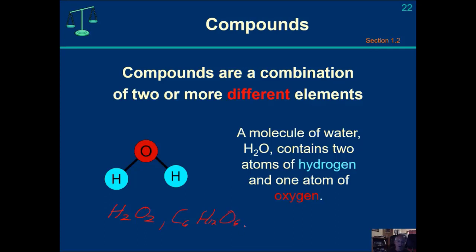Okay? Here is another compound, C6H12O6. If you're a biologist or you've had biology, you may be familiar with glucose. And glucose is a compound. Why is it a compound? Because there is more than one different element chemically bound to each other in a single unit of that substance.